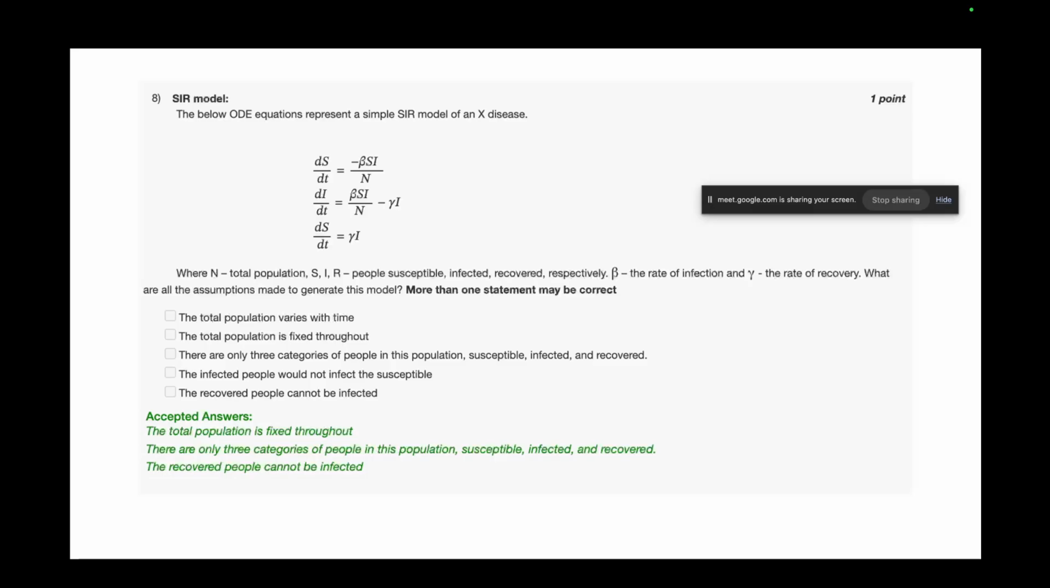And there are only three categories of people given here: S, I and R. The recovered people cannot be infected, because this is the rate of change of infected people, dI/dt. Here there is no mention of R. If R would have been present here with a parameter, then you could say the recovered people are also getting infected. But in this case, the rate of change of infected people does not include the recovered people, so it does not depend on R as well. So the last option is also correct, in addition to B and C.